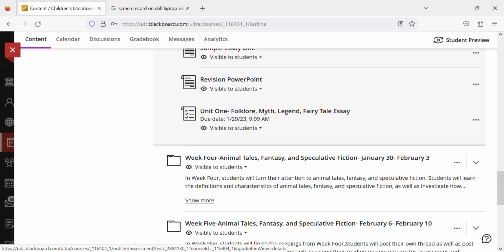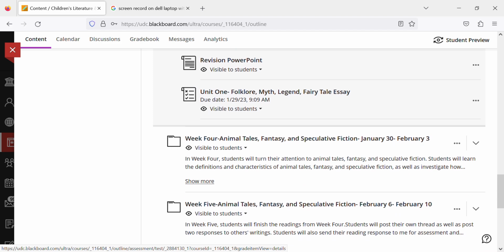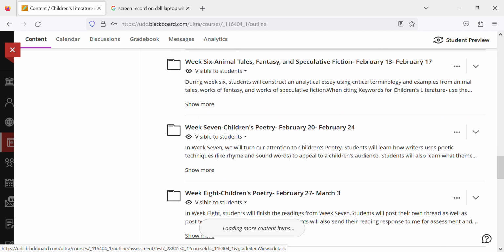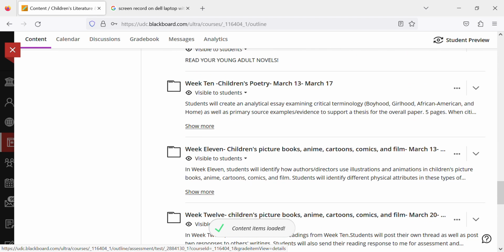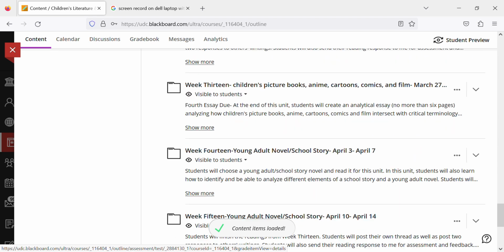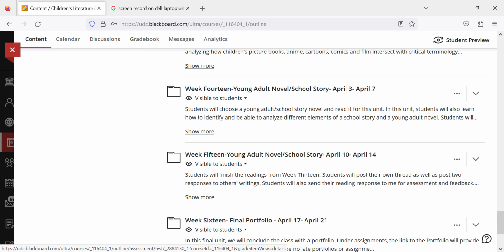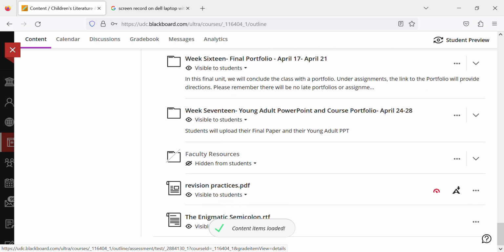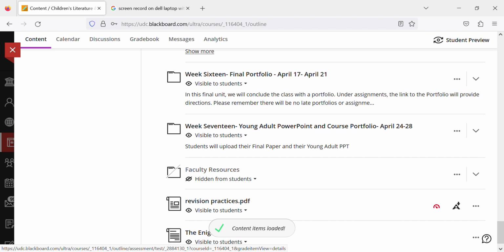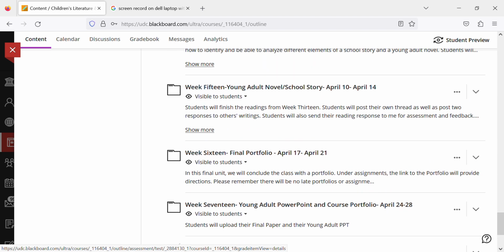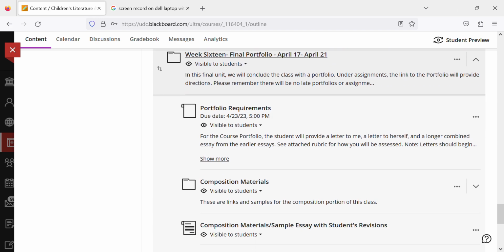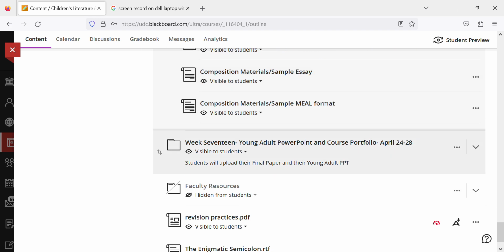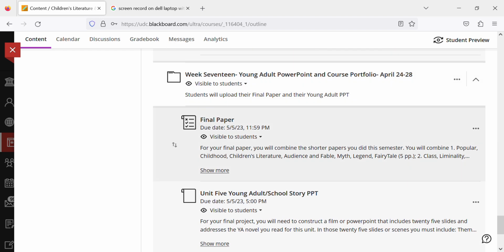Finally, I always think it's helpful, hopefully you've picked out a YA novel and are considering how you're going to put it together when we get to the end. We can see here the young adult PowerPoint and course portfolio. Now, the final paper, just making sure I can find it for you. Yep, final paper.